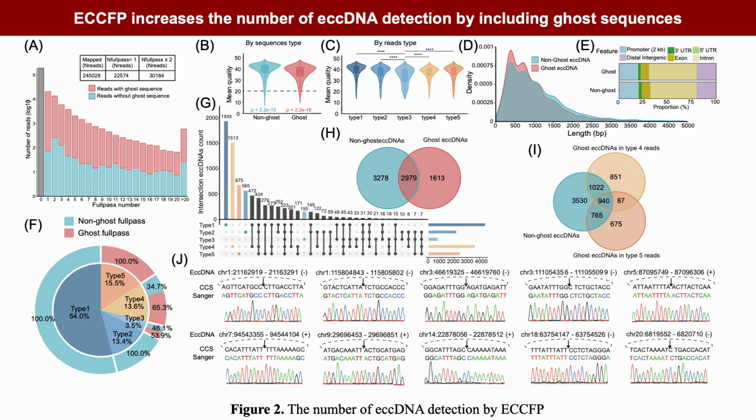Taking HepG2 cell sequencing data as an example, excluding ghost sequences would discard nearly 40% of the usable data. This study showed that ghost sequences also exhibit high sequencing quality. ECCFP successfully identified 1,613 new eccDNAs from these ghost sequences, which were validated by Sanger sequencing.